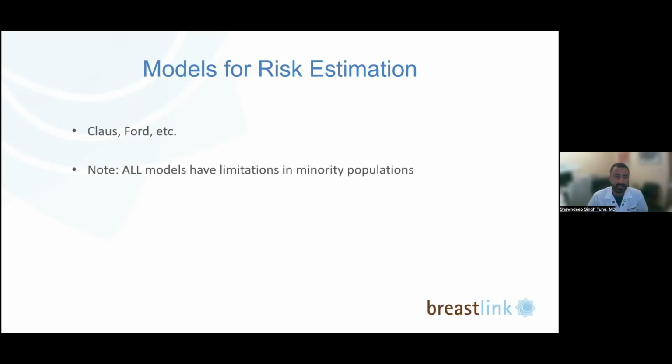So I just include another couple models here, the Claus model, Florida model. There's a bunch of different models. We don't have enough time to get into all of those. But one thing that I did want to note is that all these models have limitations, especially in minority populations. So it's important to take that into consideration when you're evaluating your patients, or I should say when we are evaluating our patients.